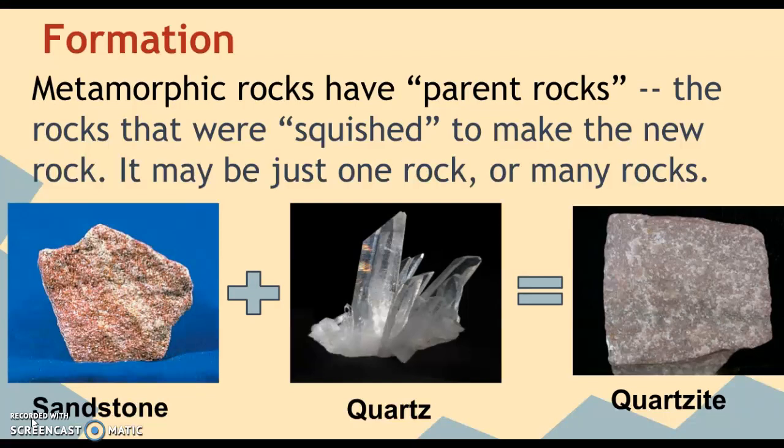For example, sandstone, if it forms a metamorphic rock with quartz, becomes a new rock called quartzite. And you can see the combination there. Sandstone has these little grains of sand we know of as a sedimentary rock, forms with quartz, which is an igneous rock, forms a brand new rock, which is now a metamorphic rock, quartzite. And you can still see some of those clear crystals. You can still see some of the grains of sandstone.